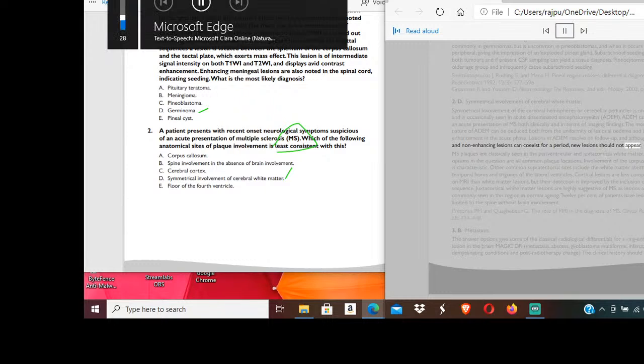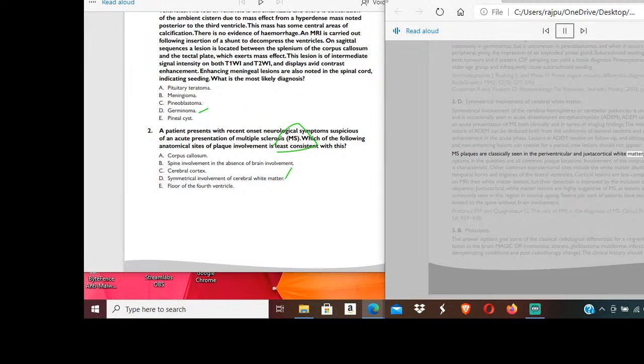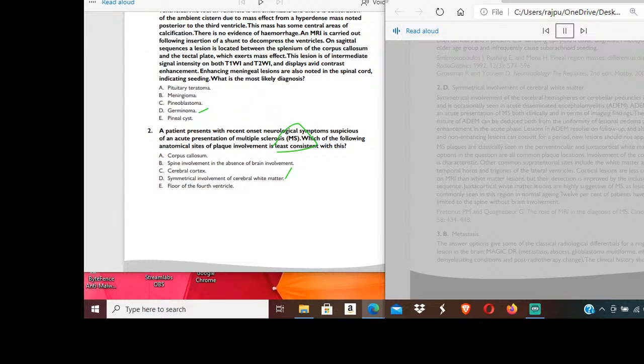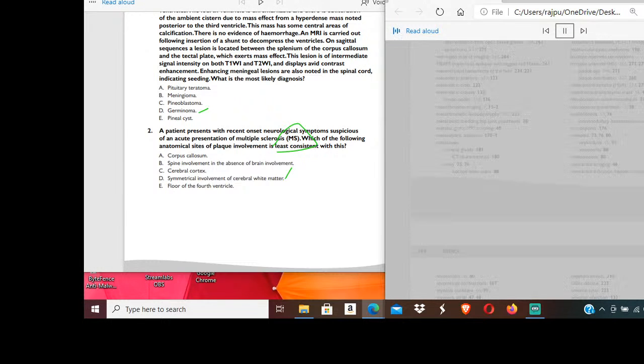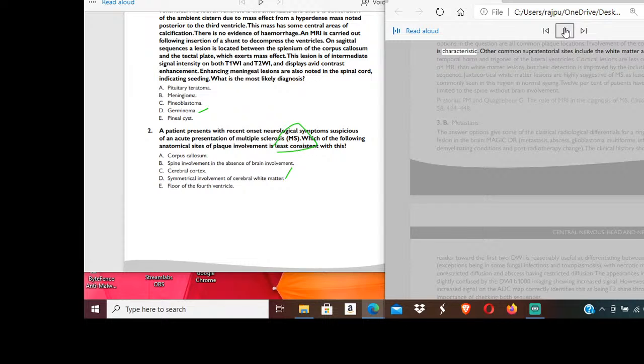MS plaques are classically seen in the periventricular and juxtacortical white matter. The other options in the question are all common plaque locations. Involvement of the corpus callosum is characteristic. Other common supratentorial sites include the white matter abutting the temporal horns and trigones of the lateral ventricles.